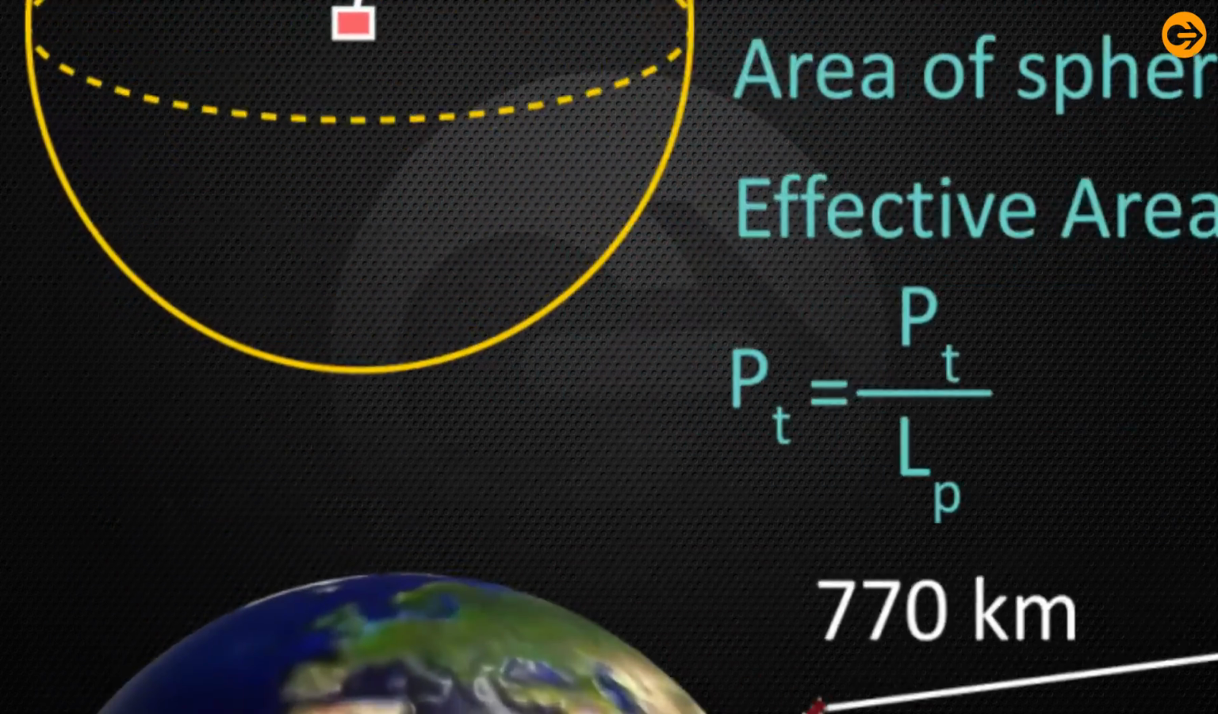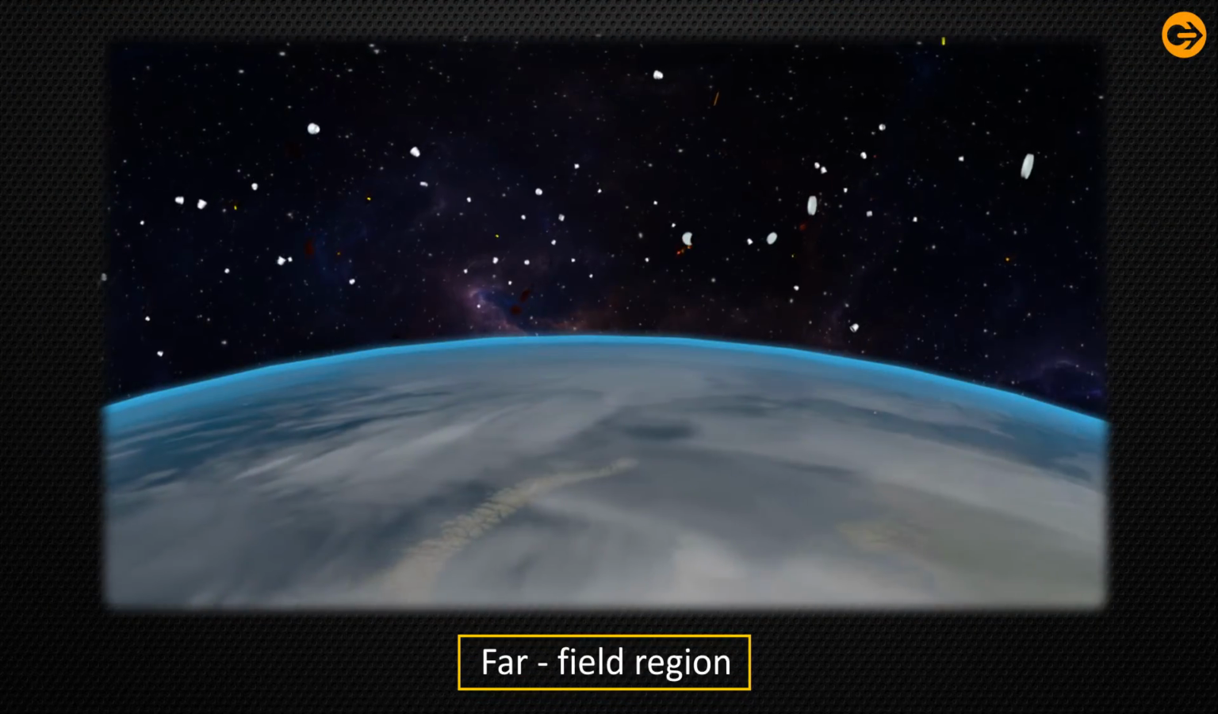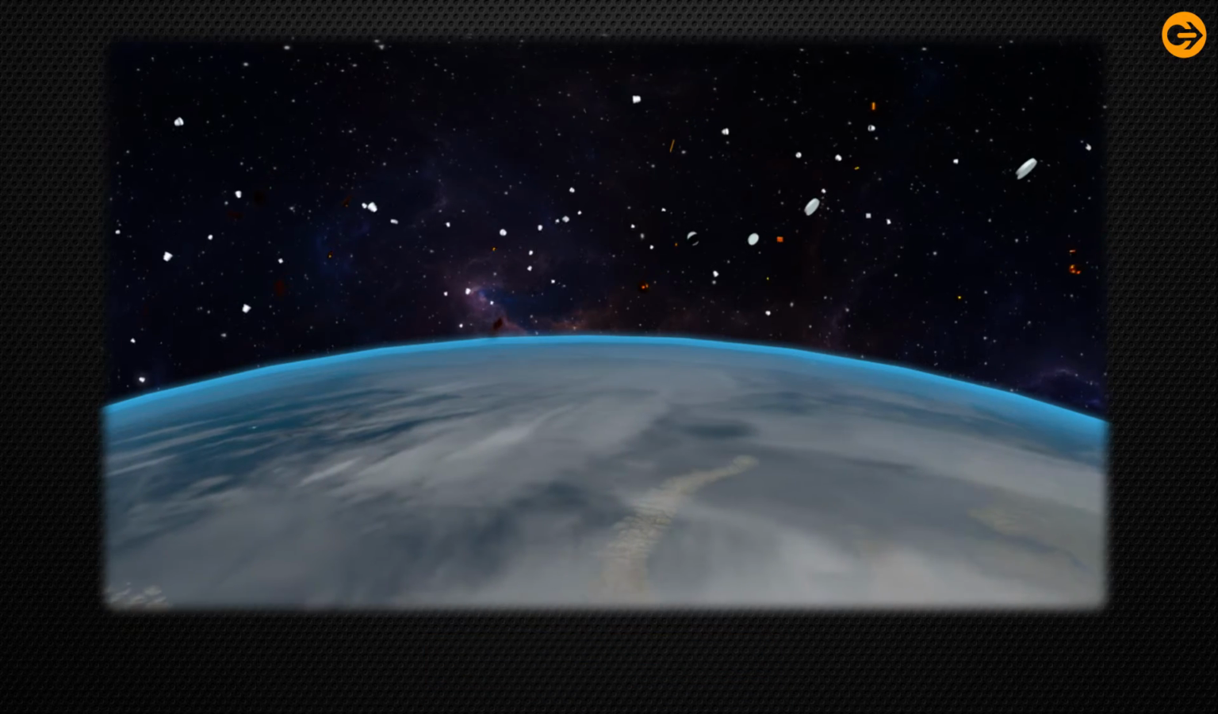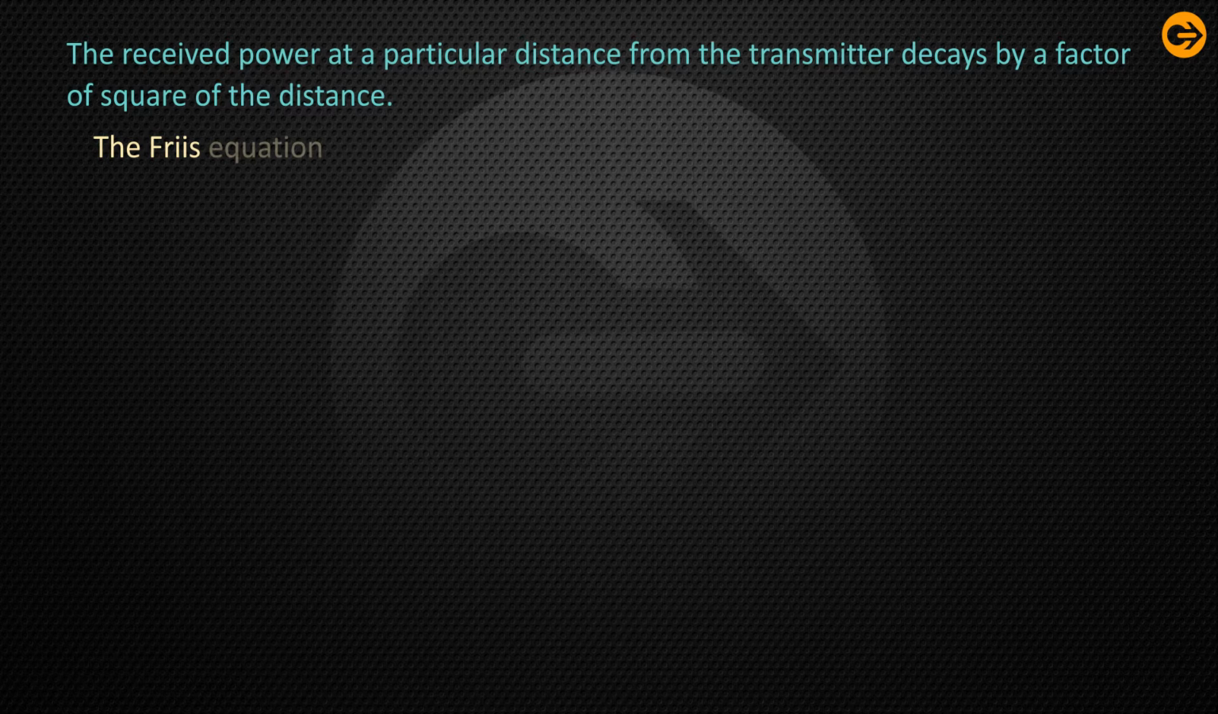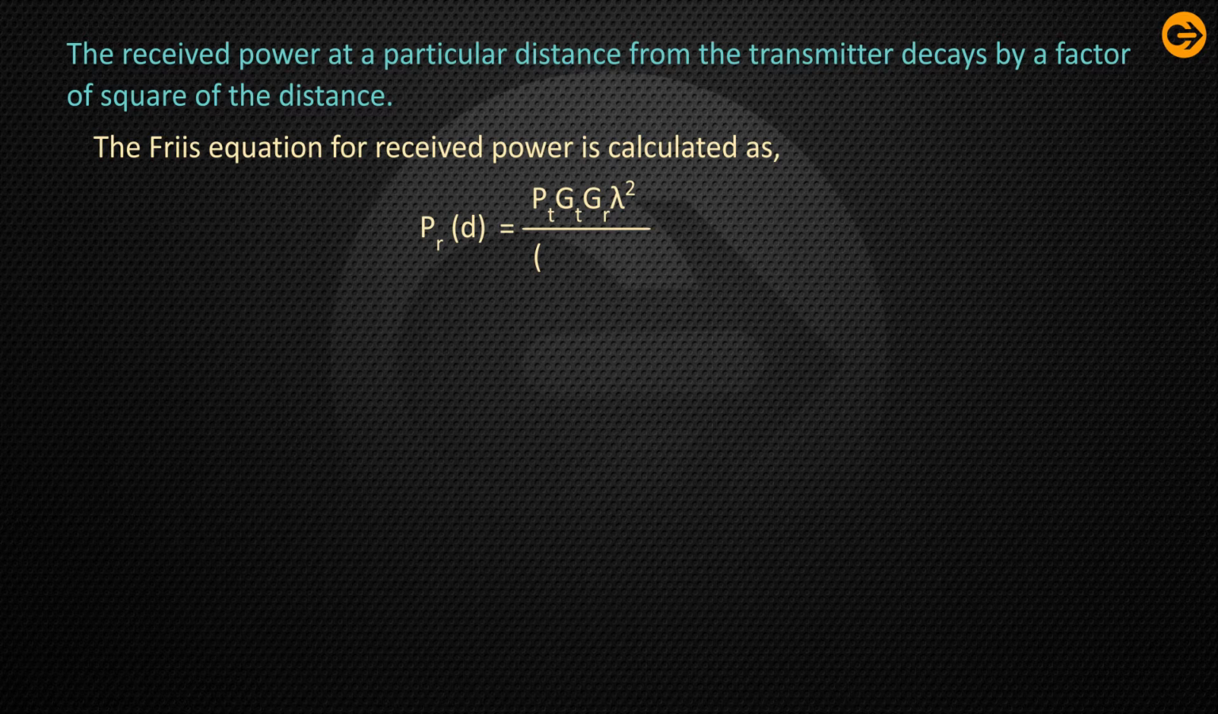It is valid in the far-field region from the transmitting antenna and is based on the inverse square law of distance, which states that the received power at a particular distance from the transmitter decays by a factor of the square of the distance. The Friis equation for received power is calculated as PR of D is equal to PT GT GR lambda square by 4 pi D whole square multiplied by L, where PR of D is the received signal power in watts.